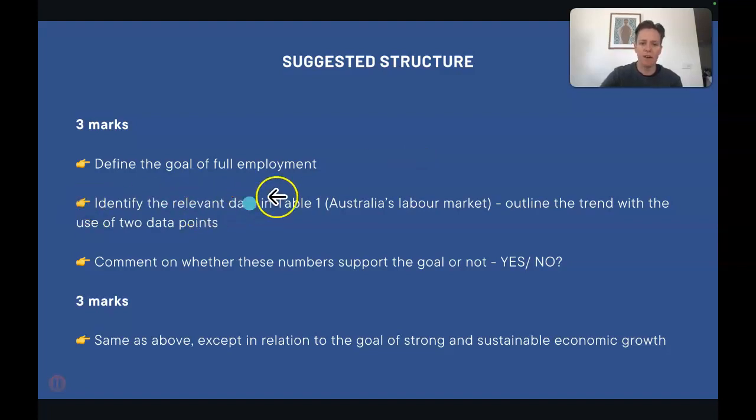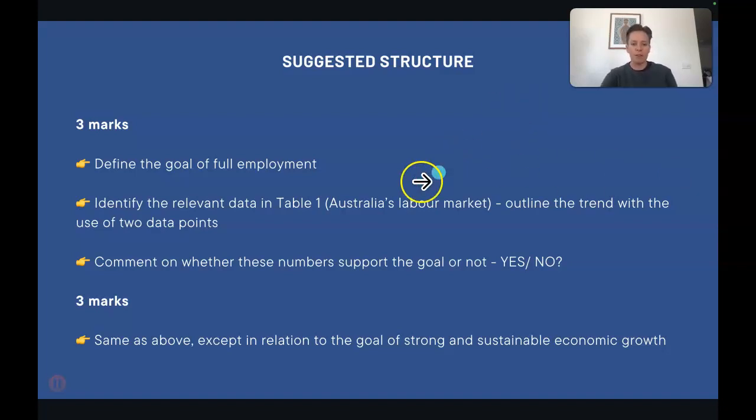Then I'm going to identify the relevant data in the table. I'm almost going to outline the trend. So if you think of a trend question, I'm going to say, okay, well, over the past 2 years, overall, unemployment has changed from X to Y. And that's going to tell you overall, has it gone up? Has it gone down? Has it stayed the same? And then based on that, you're then able to comment on, did we achieve the goal? Yes or no? And it's really simple. If the number in relation to full employment is equal to or near 4.5%, then we're on. We know that we're achieving it. But if it's too high or too low, you need to come in and comment on the fact, well, actually, no, it's not. It's either too high or too low.